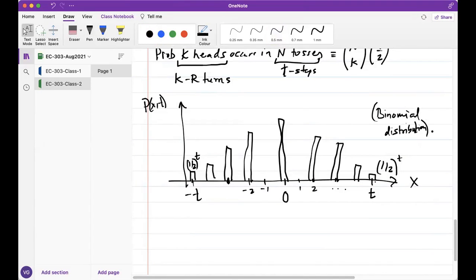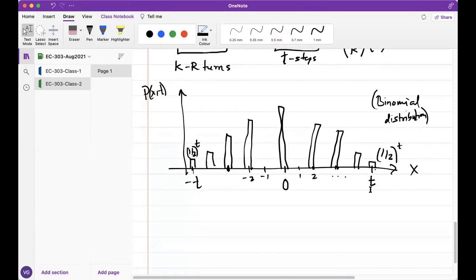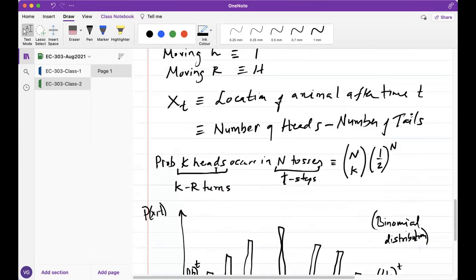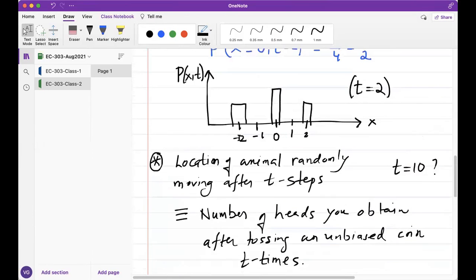Okay. Now, let's imagine a case where the number of steps is really large. How do you think this will look now? Between minus t and t, when we did just two steps, there were just five possible states: 1, 2, 3, 4, 5.